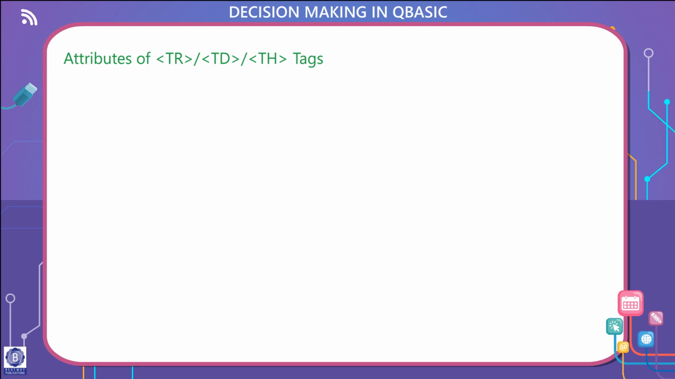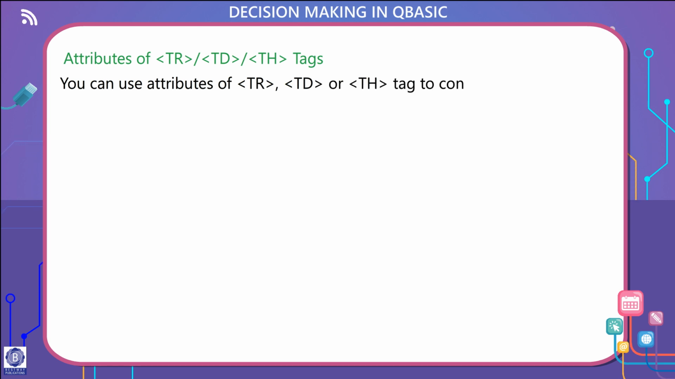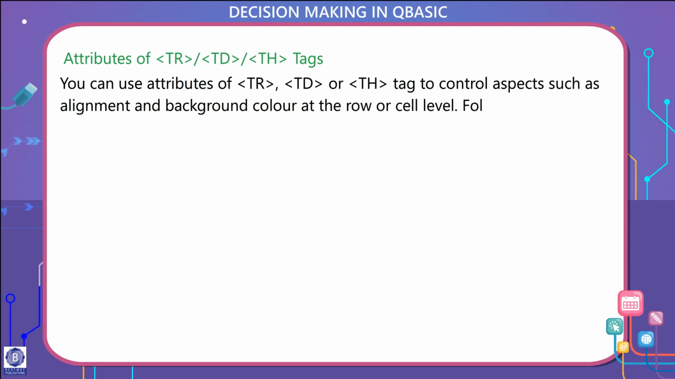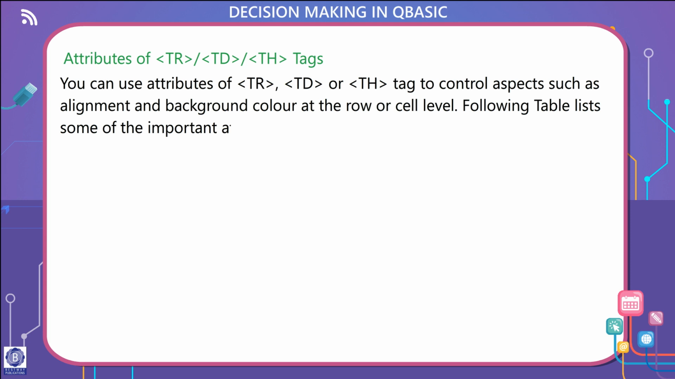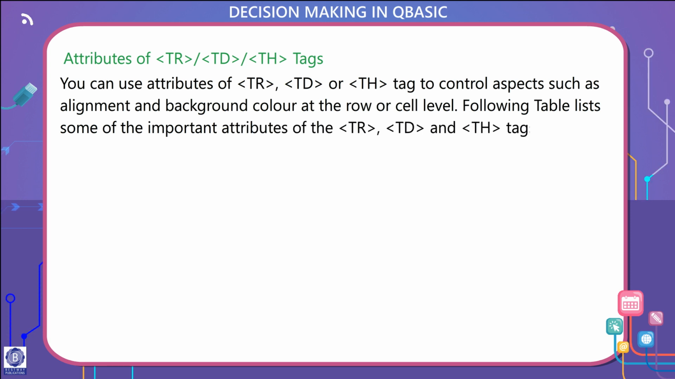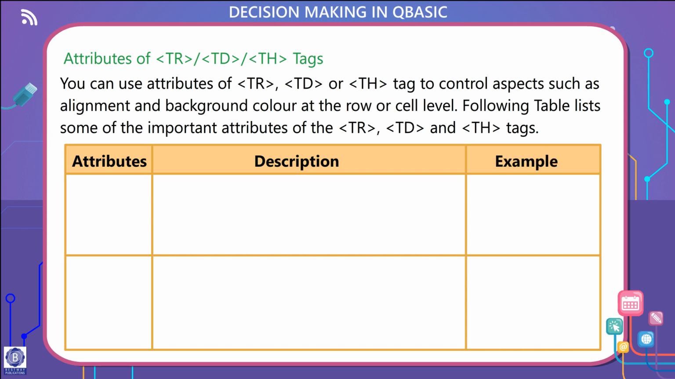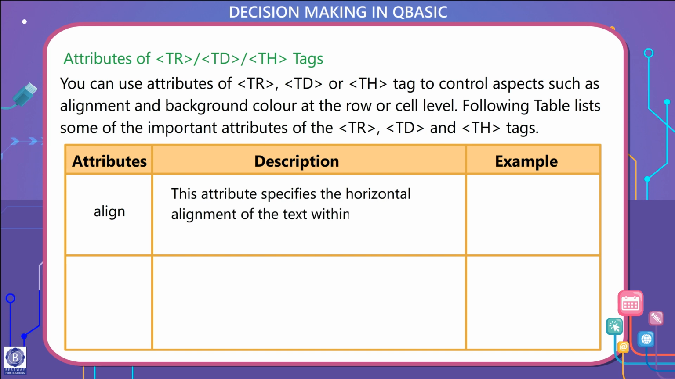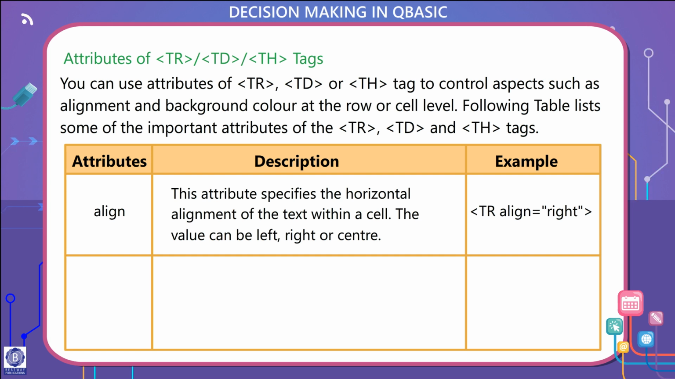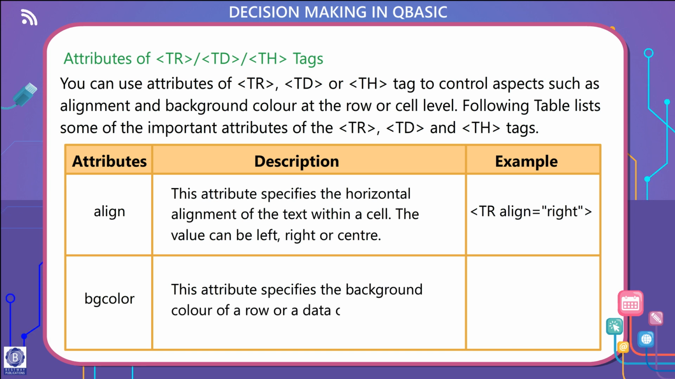Attributes of tr, td, th tags. You can use attributes of tr, td or th tag to control aspects such as alignment and background color at the row or cell level. Following table lists some of the most important attributes of the tr, td and th tags. Attributes, description, example. Align. This attribute specifies the horizontal alignment of the text within a cell. The value can be left, right or center. Tr align is equal to right. Bg color. This attribute specifies the background color of a row or a data cell. Tr bg color is equal to red.